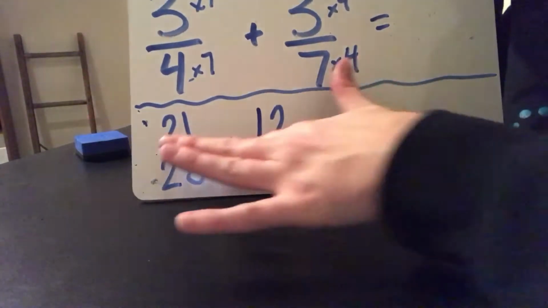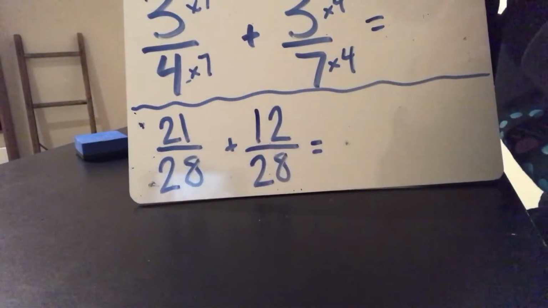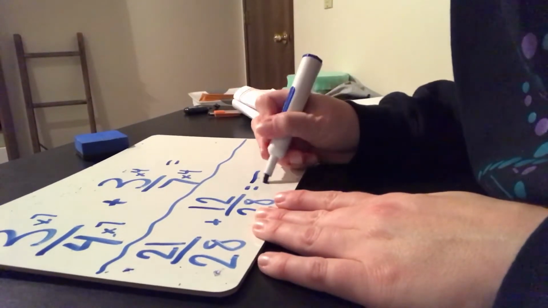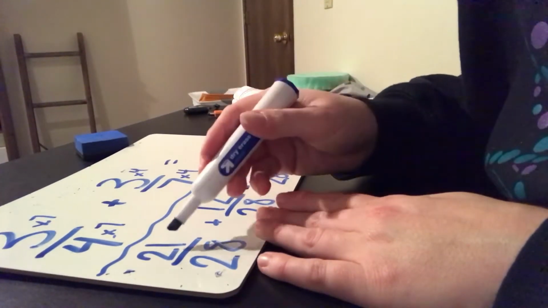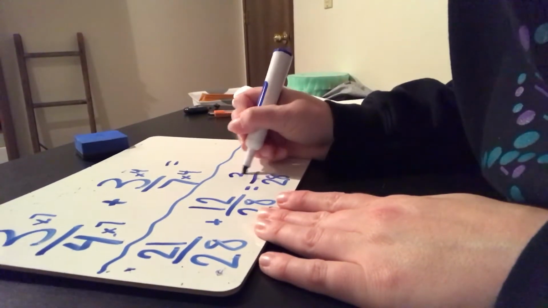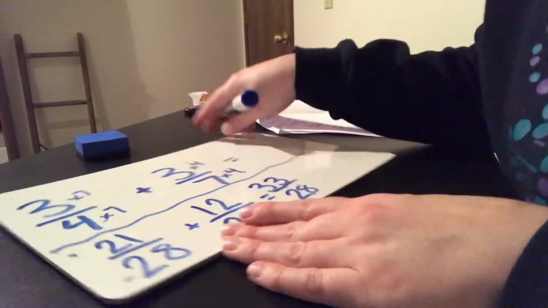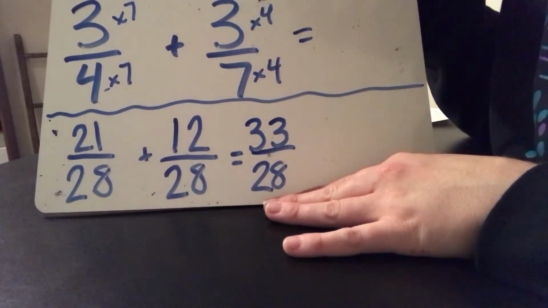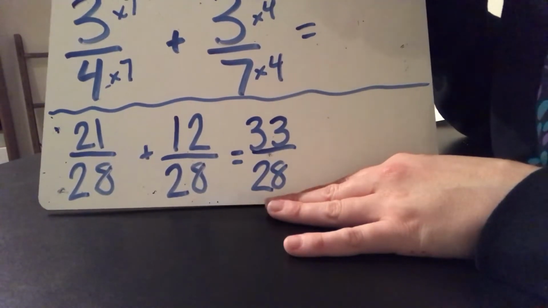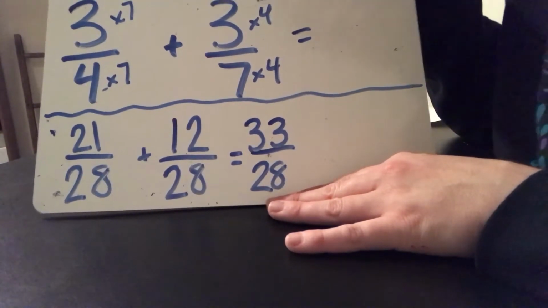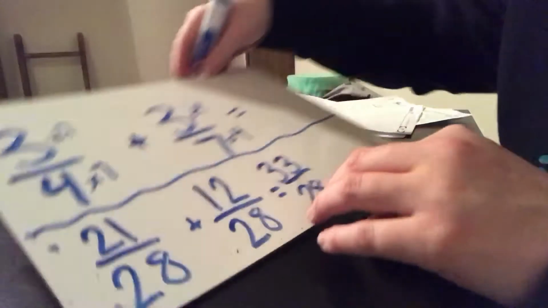So now I have nice denominators. They're the same. So I just need to carry my denominator over. I need to add 21 and 12 together. So I know that is 33. So, you're thinking, Miss Osborne, there is something wrong with this fraction. This is an improper fraction. I need to change it to a mixed number.